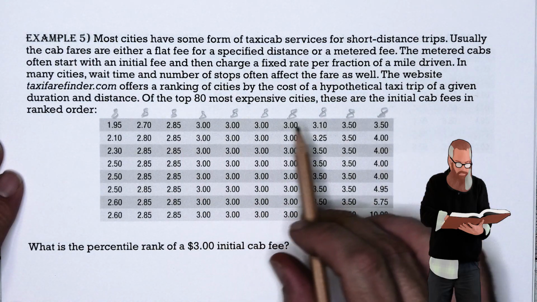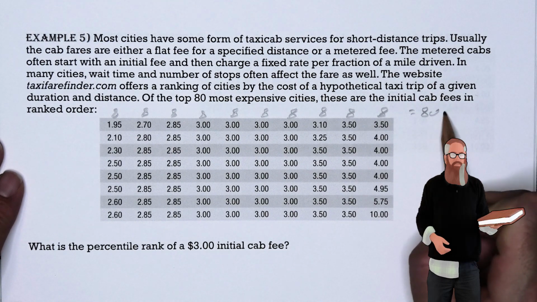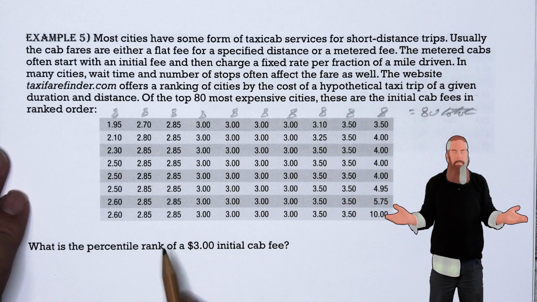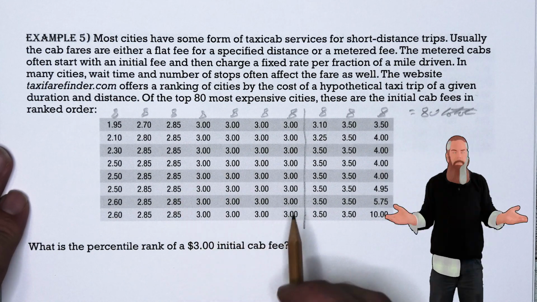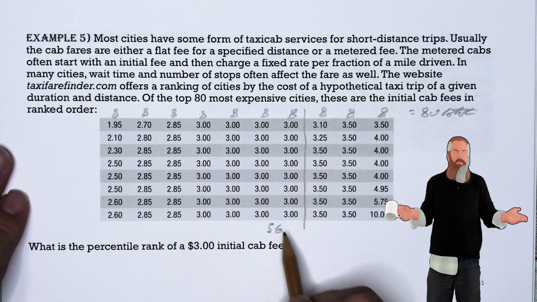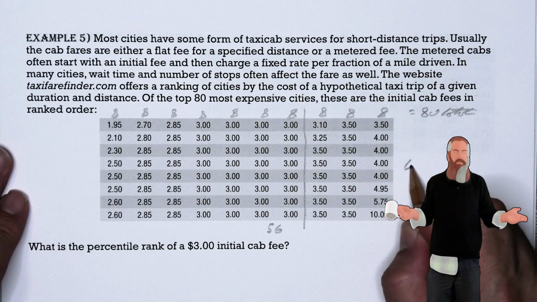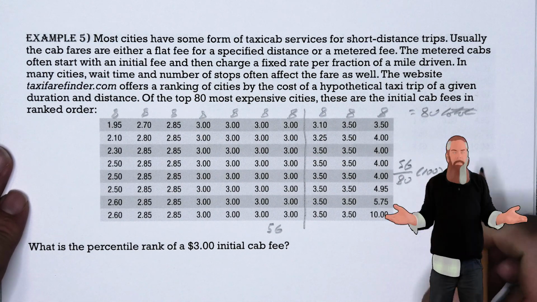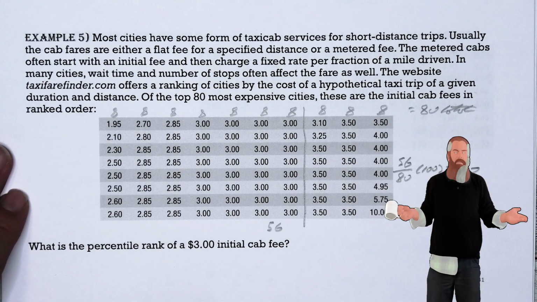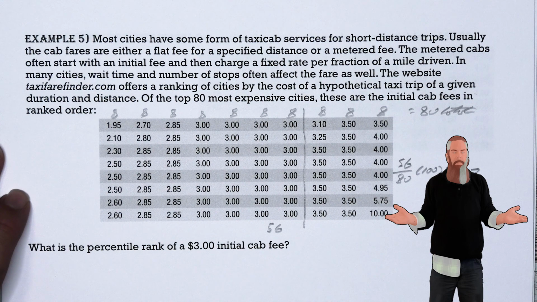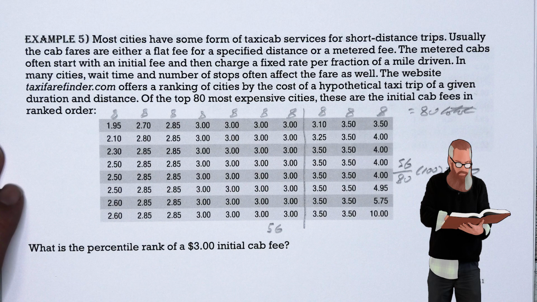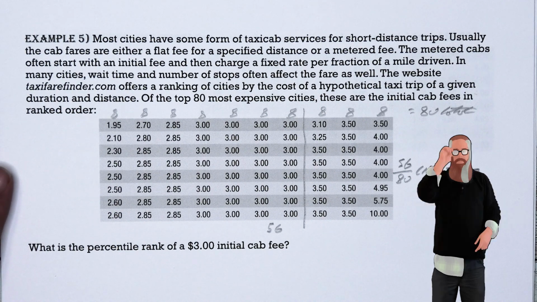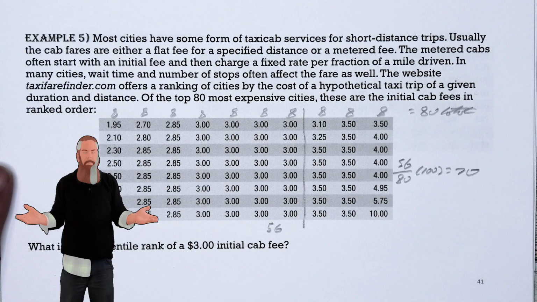We can see that there are 8 in each column, meaning that we have 80 in total, because there are 10 columns. If we count up all of the fares that are $3 or less, we get 56 out of the total 80 available. So 56 divided by 80, times 100 to turn it into a percent, will give us 70. The percentile rank of a $3 initial cab fee is 70%. This means that 70% of the initial fares listed are at or below $3.